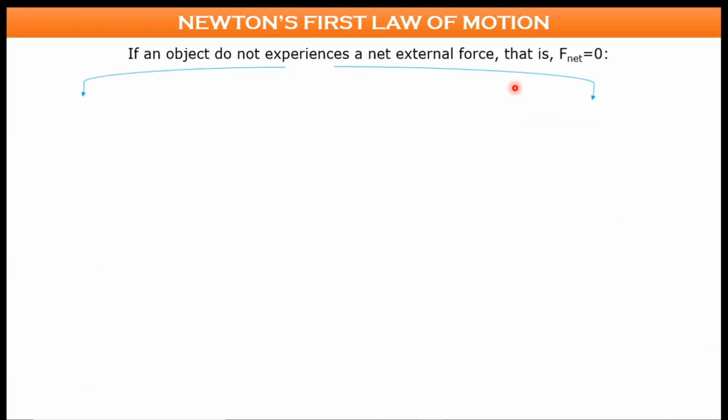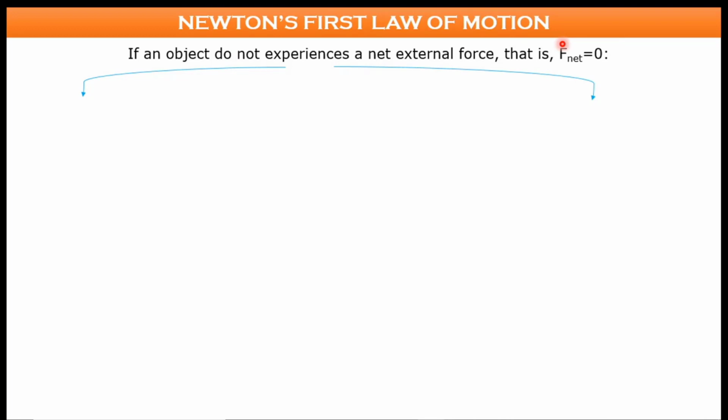Do you remember Newton's first law of motion from last year? Inertia. Yes, it's known as the law of inertia, but what does it state? It states that if an object does not experience a net external force, that is, if the resultant force or net force acting on an object is zero, the first law of motion defines this case.